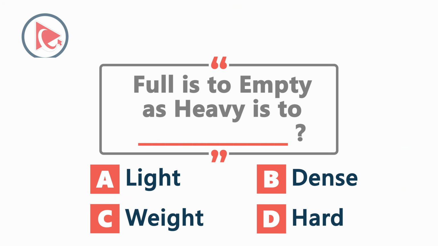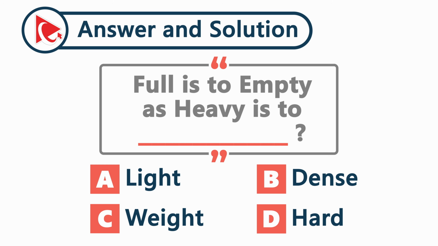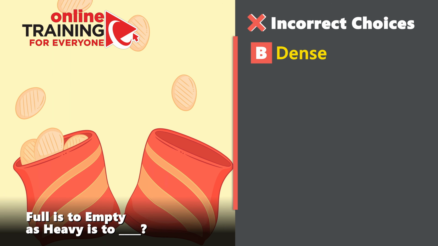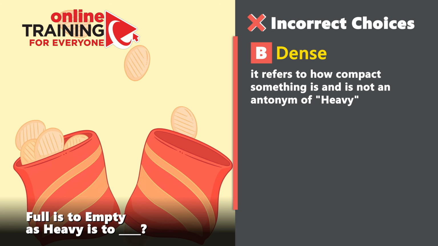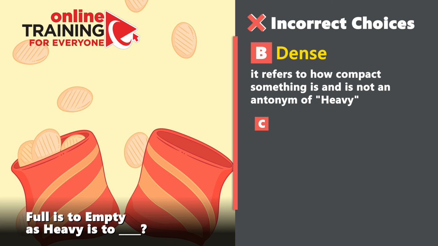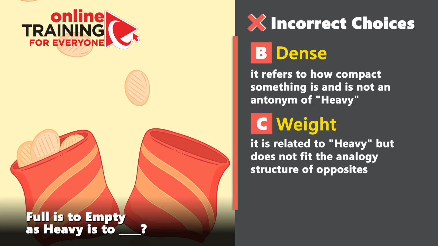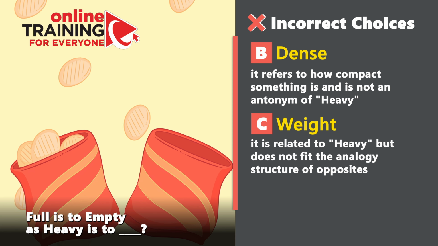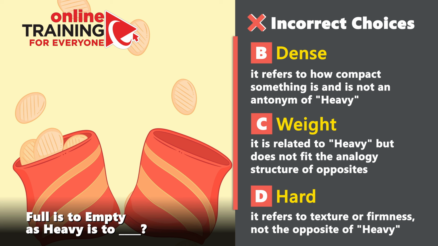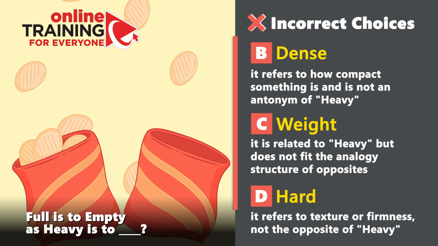As you might have guessed, the first step in solving these types of challenges is to eliminate incorrect choices. For example, choice B, dense, is incorrect because it refers to how compact something is and it is not an antonym to heavy. Choice C, weight, is incorrect because it is related to heavy but does not fit the analogy structure of the opposites. Choice D, hard, is incorrect because it refers to texture or firmness but it is not the opposite of heavy.